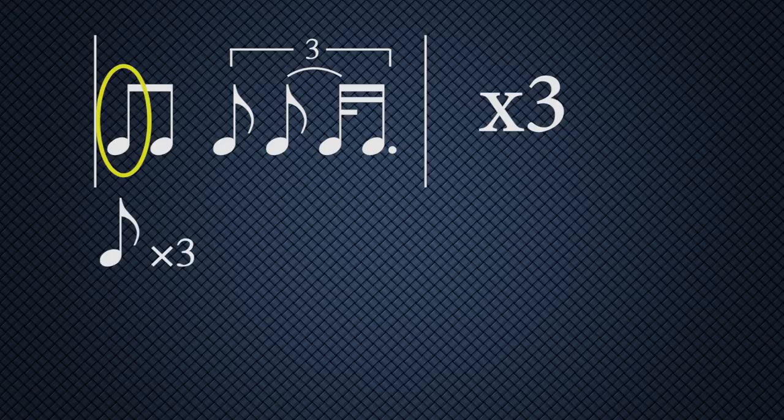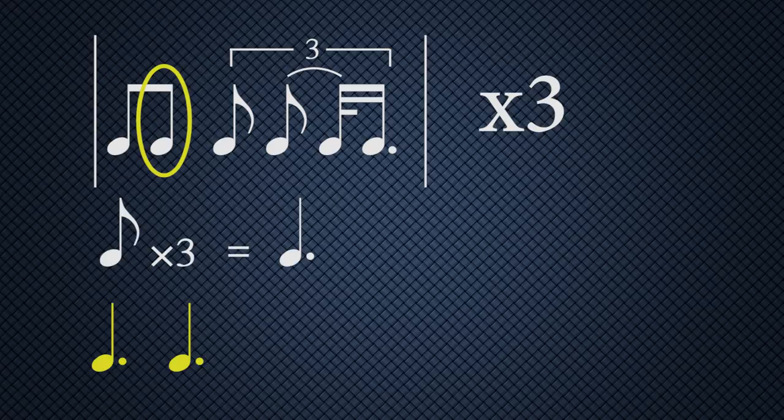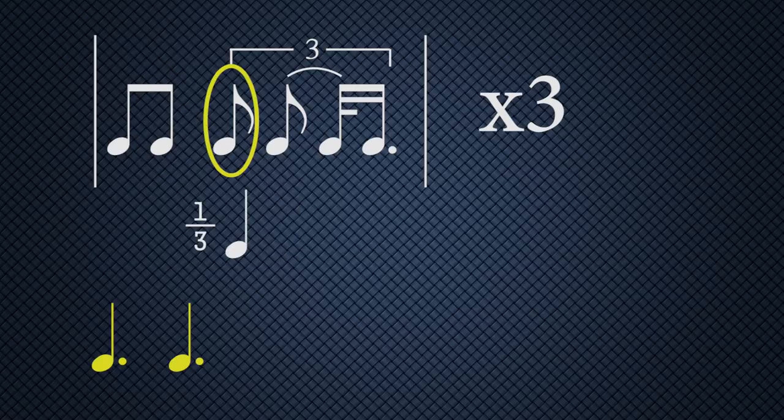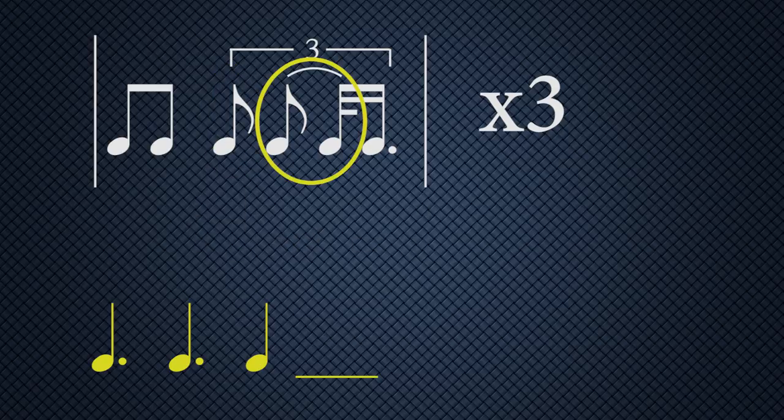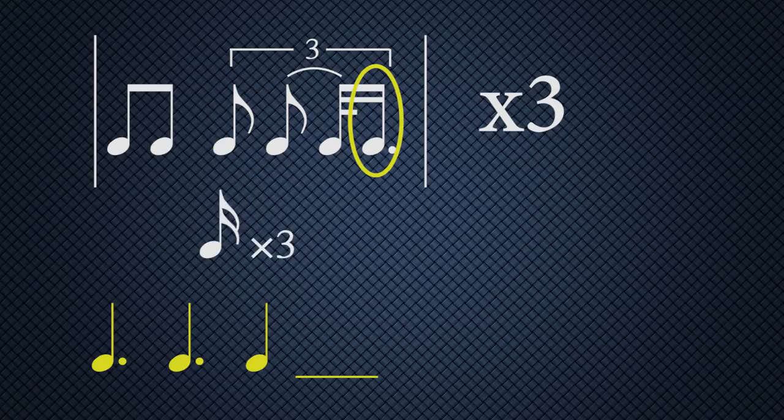Multiply this eighth note by 3 and you get 3 eighth notes, or a dotted quarter note. Do the same thing to this eighth note. Now this note here used to be worth 1/3 of a beat, but multiplying it by 3 means it's worth just a single beat, or a quarter note. Let's skip the weird note for now and go to our 16th note. Multiply that by 3 and you have 3 16th notes, or a dotted eighth note.